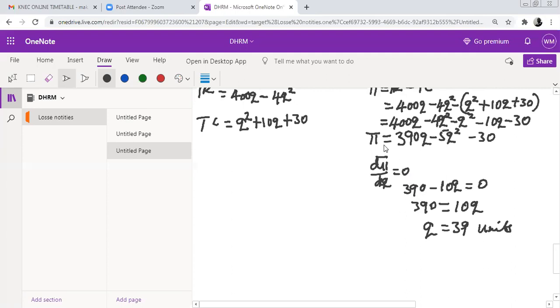So always, after getting the profit function, you differentiate the profit, and then you equate the resulting equation to 0, and it will give you the units that maximize that profit. That Roman 1 is now sorted. The next question asks you to determine the price that maximizes profit.